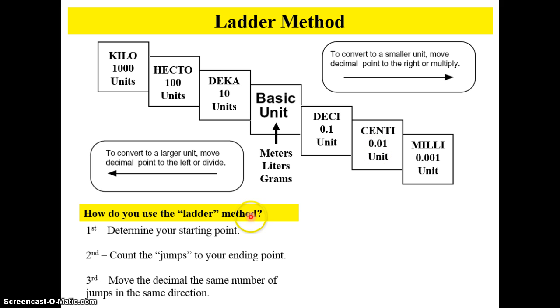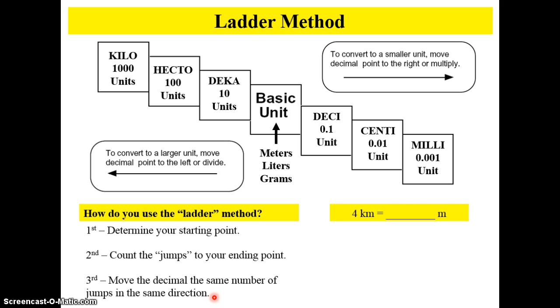So how do we use the ladder method? First, you figure out your starting point. We're not always going to be starting with 1 of a unit. We might be starting with 100 of a unit, or 1/10 of a unit. You need to figure out where you're starting, and then count the jumps to your ending point. So if we're starting with meters, for instance, and we have to end up at millimeters, we have to figure out how many jumps we have. So in that case it would be 1, 2, 3 jumps to the right. Then you would move the decimal the same number of jumps in that direction.